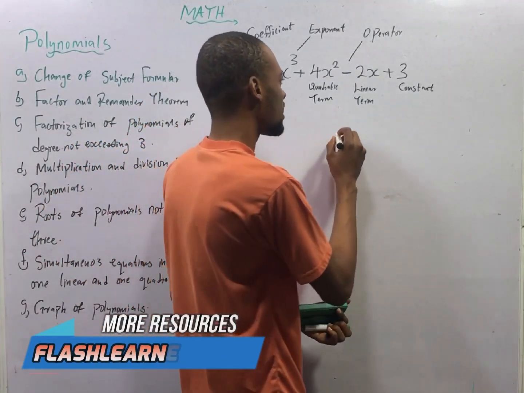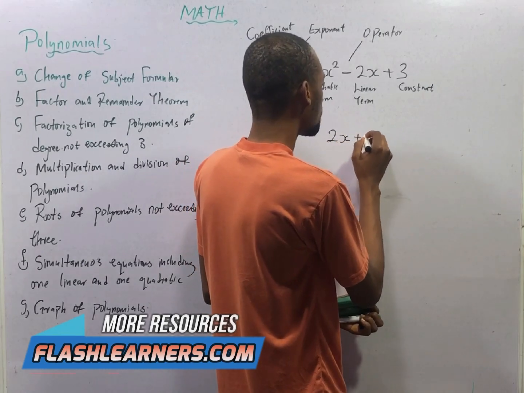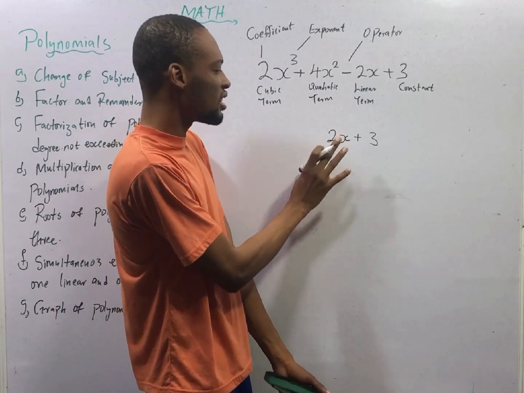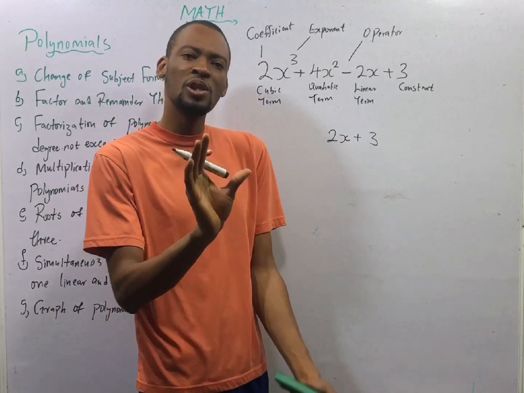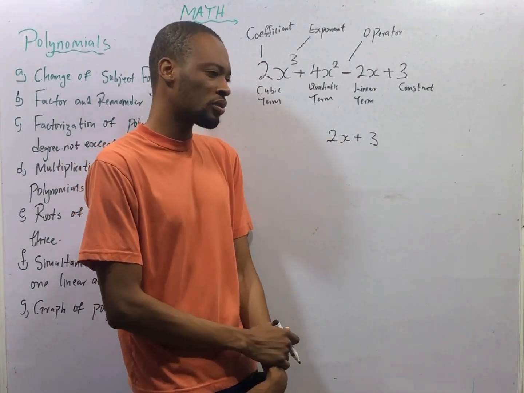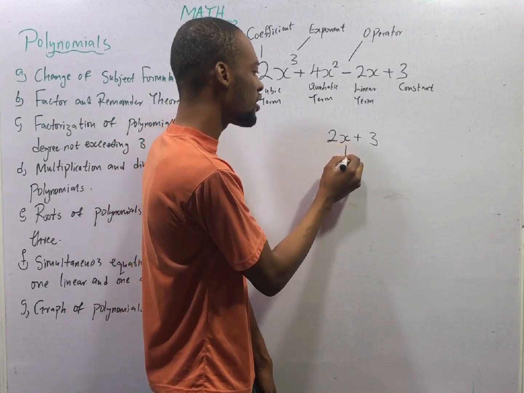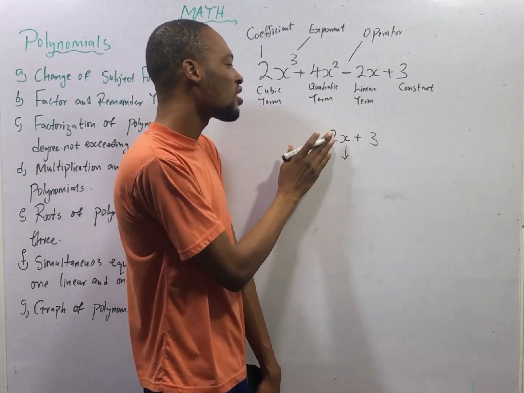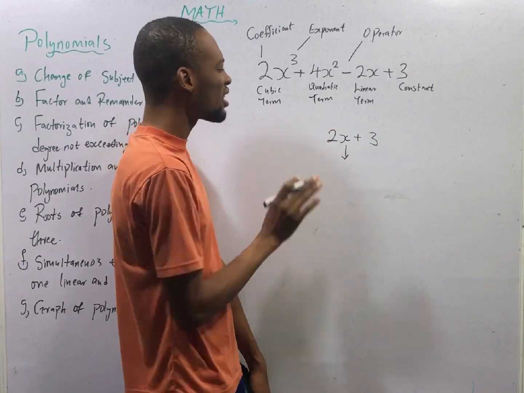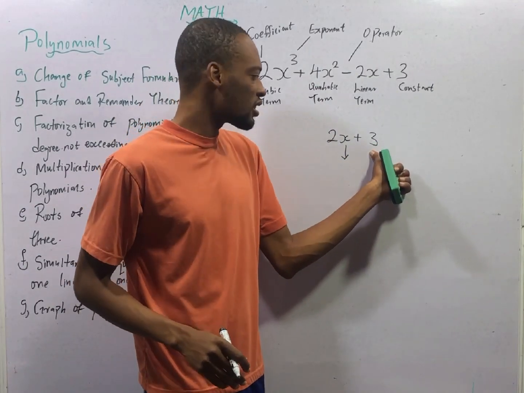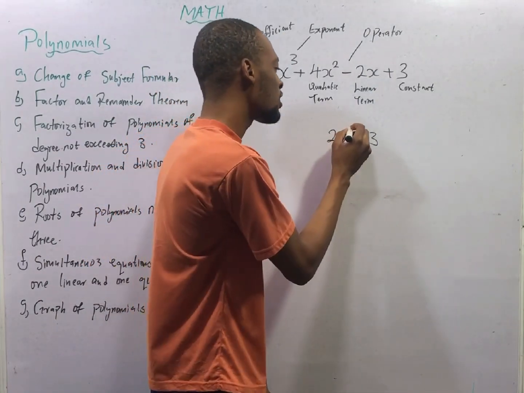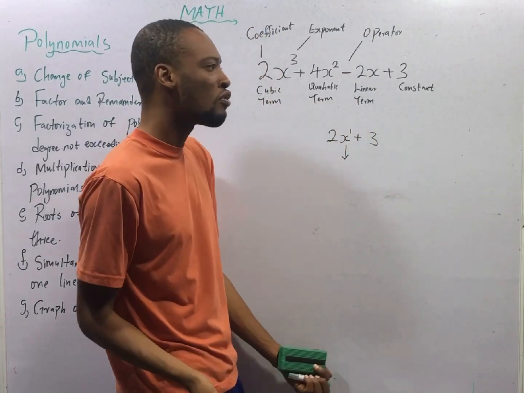If I give you something like this, 2s plus 3, you see that this s is a variable. Yes, polynomials have variables as well. s is a variable, 2 is the coefficient of the variable, and 3 is a constant. This expression also has a power. This is the same thing as s raised to the power of 1.